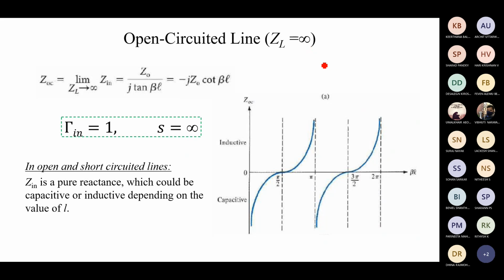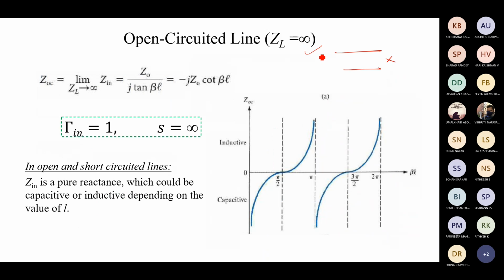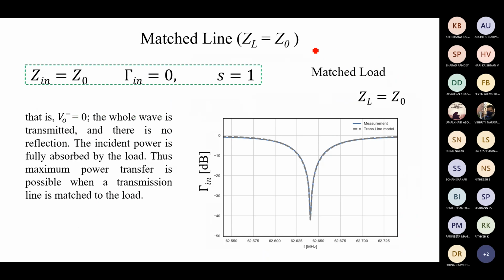And for open circuits, when there is no load, that means the load impedance is equal to infinity. So that is called an open circuited line, and a short circuited line. These lines are largely useful for various purposes. And finally, we have a matched line, where the input impedance equals Z0.